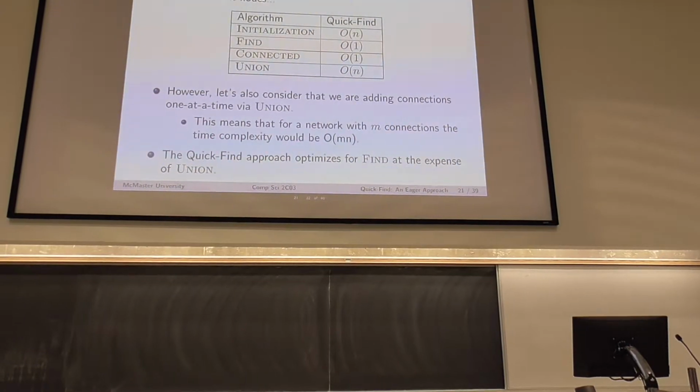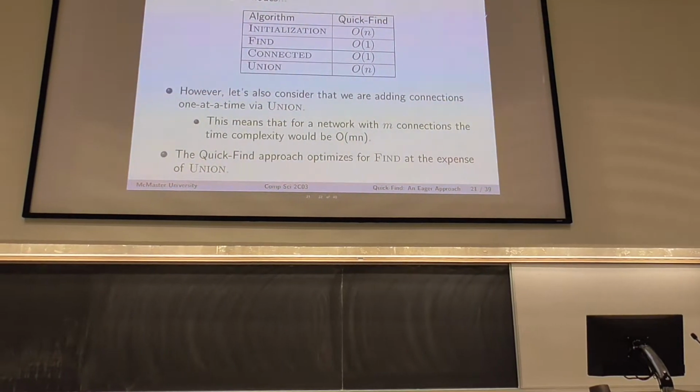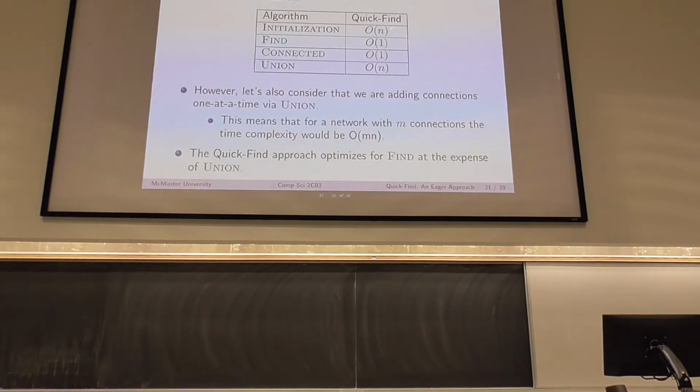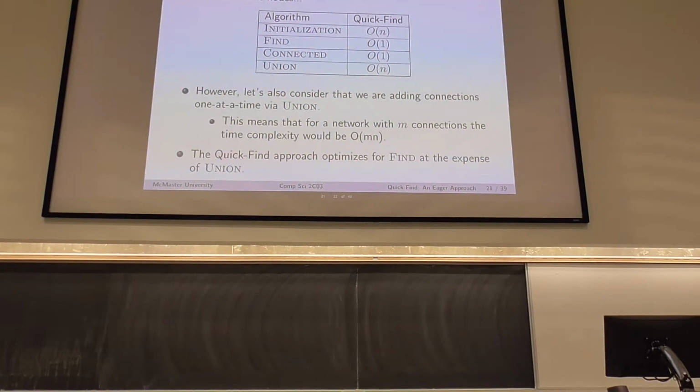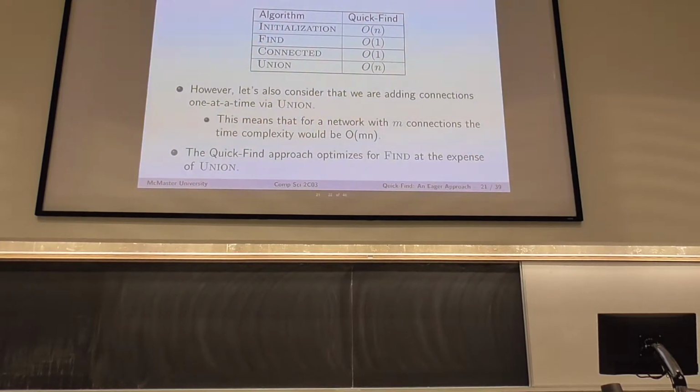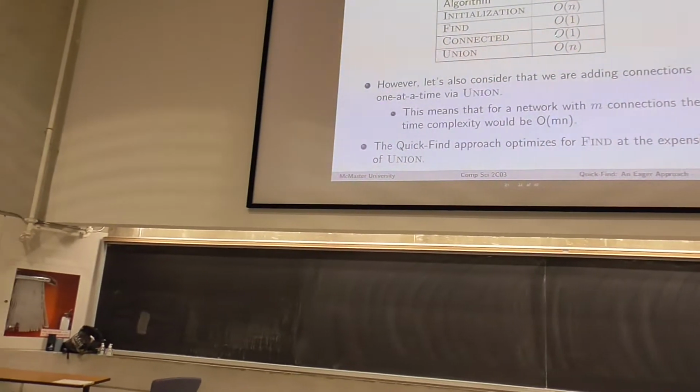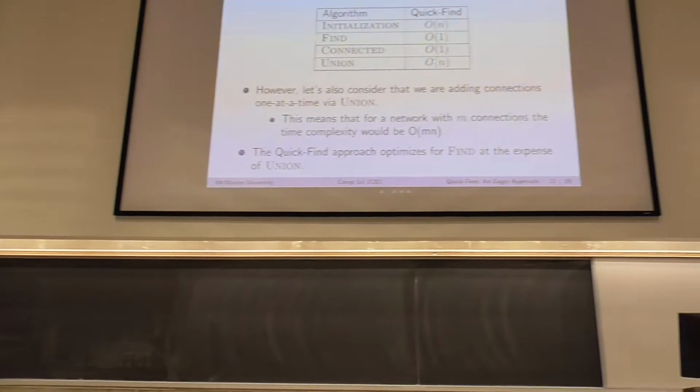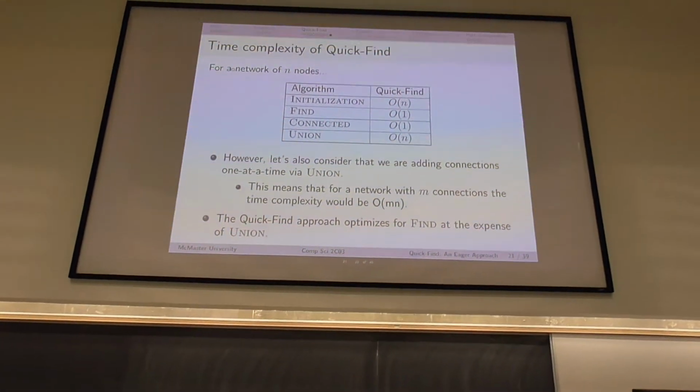with respect to complexity, this is more or less everything we've already said. Initialization is big O of N, nothing we can do about that. As we go through this, we'll find out there's nothing we can do about that one. Find and connected are both constant time. Union is linear time.